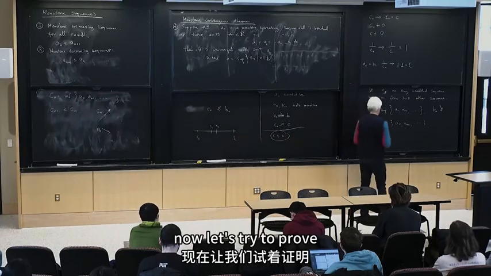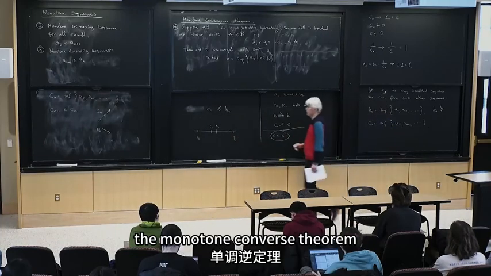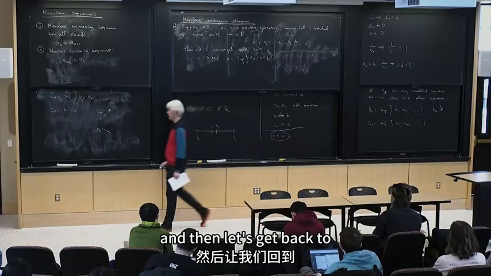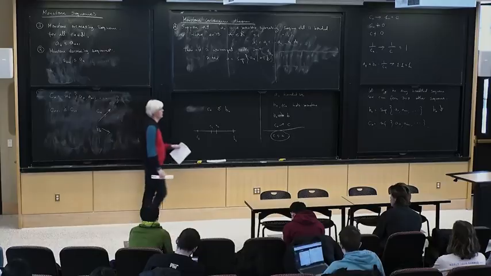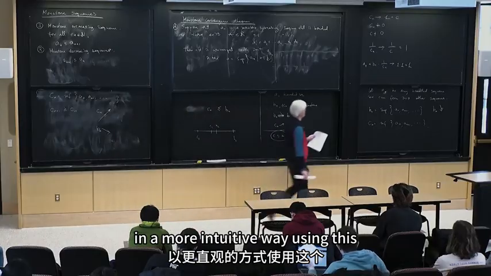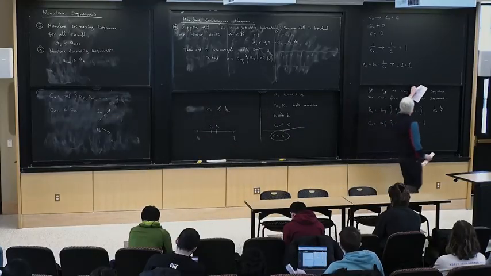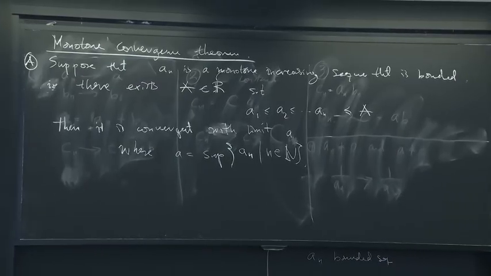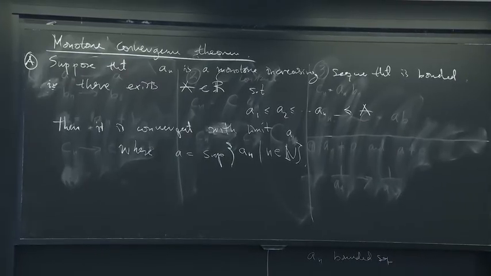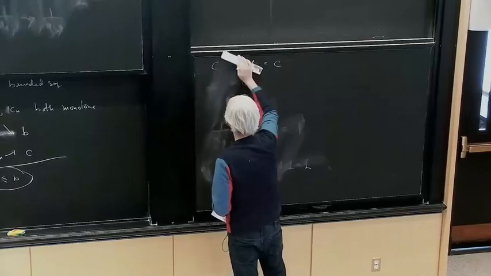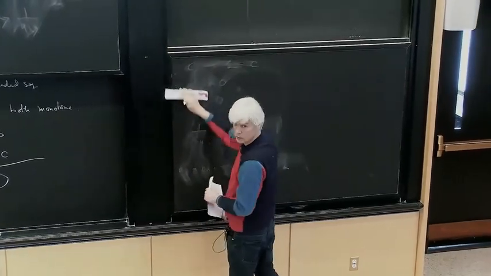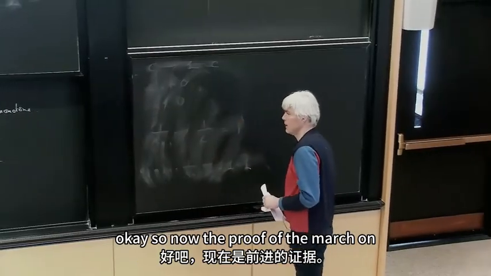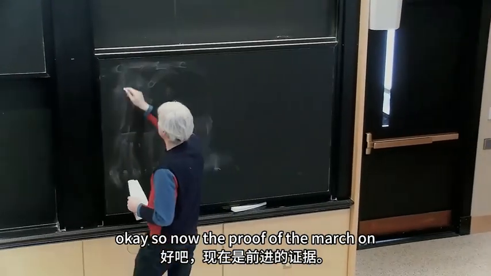Now, let's try to prove the monotone convergence theorem, and then let's get back to how to think about the square root of 2 in a more intuitive way using this. Okay, so now the proof of the monotone convergence theorem.